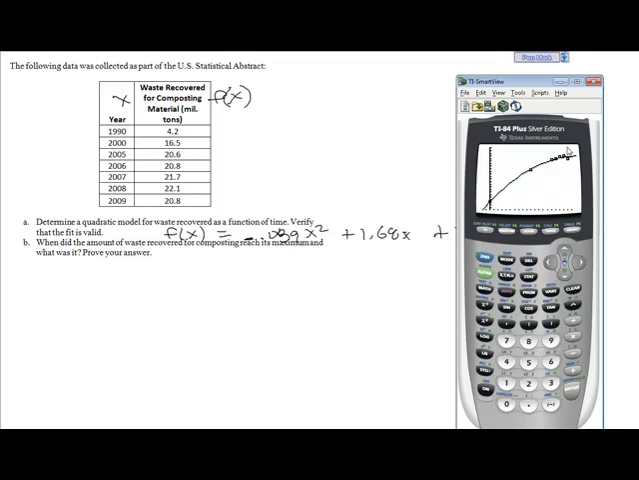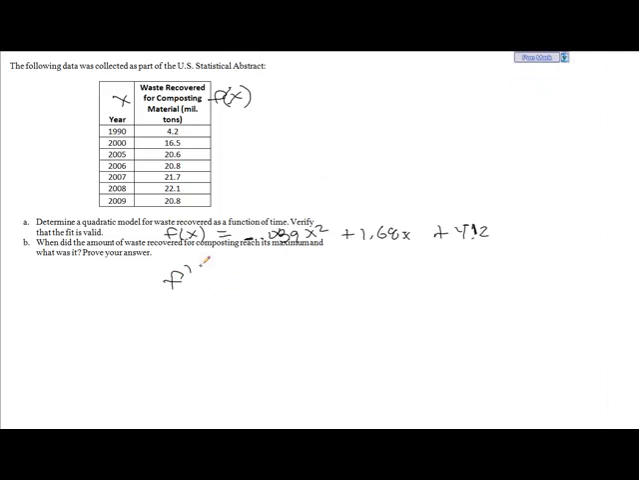And so now we want to know when did the amount of waste recovered for composting reach its maximum, and what was it? So we need to maximize this function, meaning that we need to determine where its slope equals 0. So we'll find the derivative, and that gives us twice 0.039, which is 0.078, and that will be x, and it'll be a negative, plus 1.68. So that's the rounded version. And now we're going to replace the slope with 0, to determine when there is a 0 slope for this function.